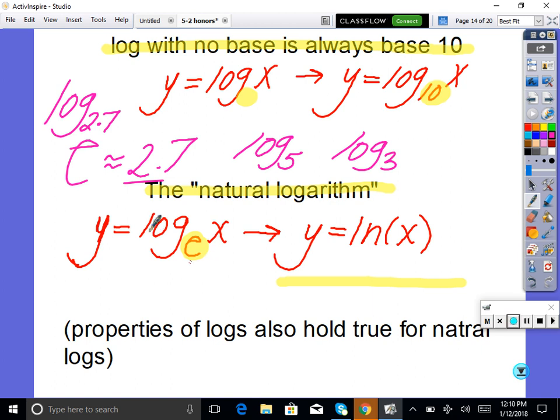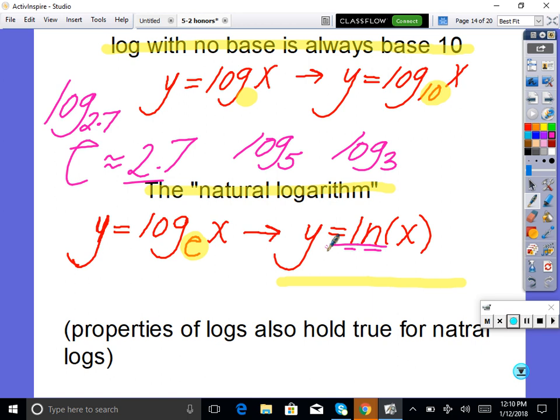Now, this is actually how they write log to the base e. It's a special logarithm. Instead of writing log to the base e, they'll write ln, because that stands for natural logarithm. So that's just how they write log to the base e. ln is the same thing as a logarithm, a special logarithm. So properties of logs will hold true for ln, for natural logs.